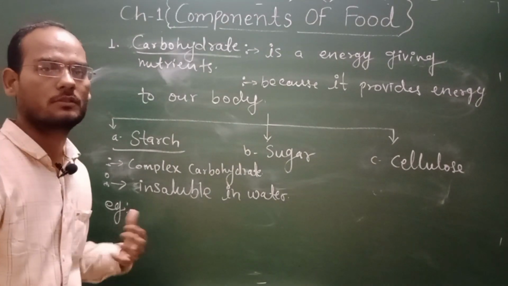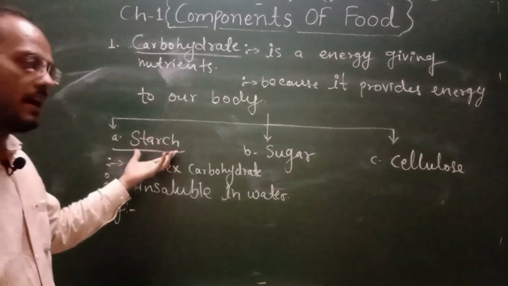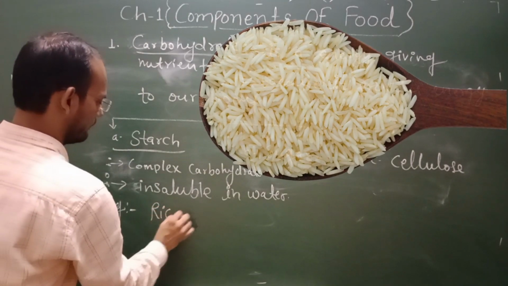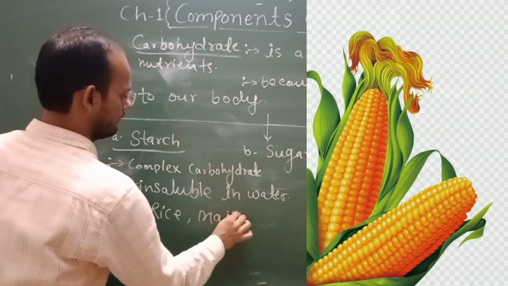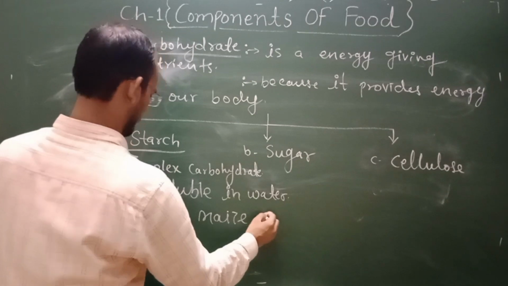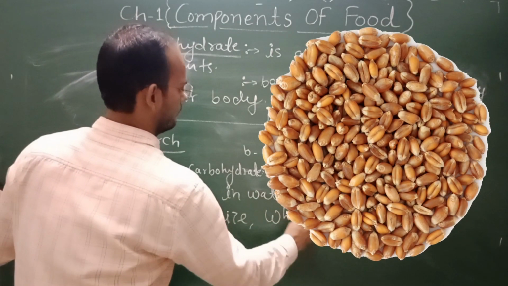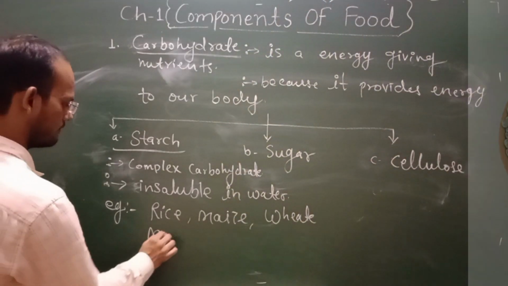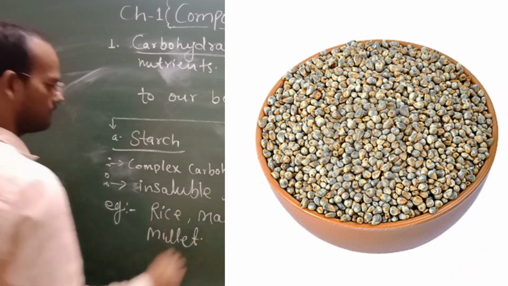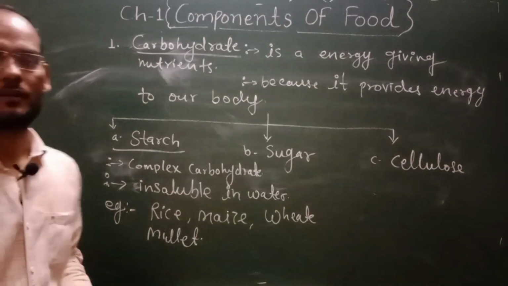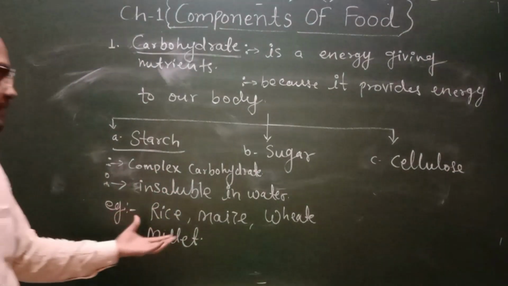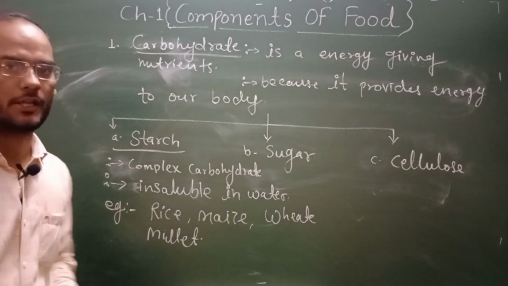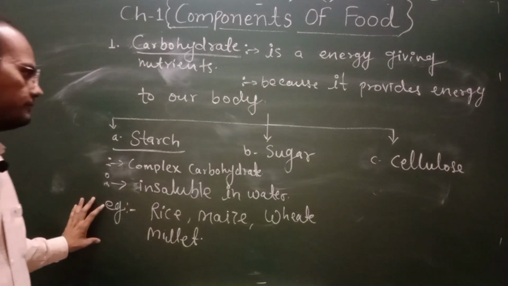Good examples of starch would be rice, maize, wheat, millet. All these are rich in starch. Clear? I hope you have understood till now.